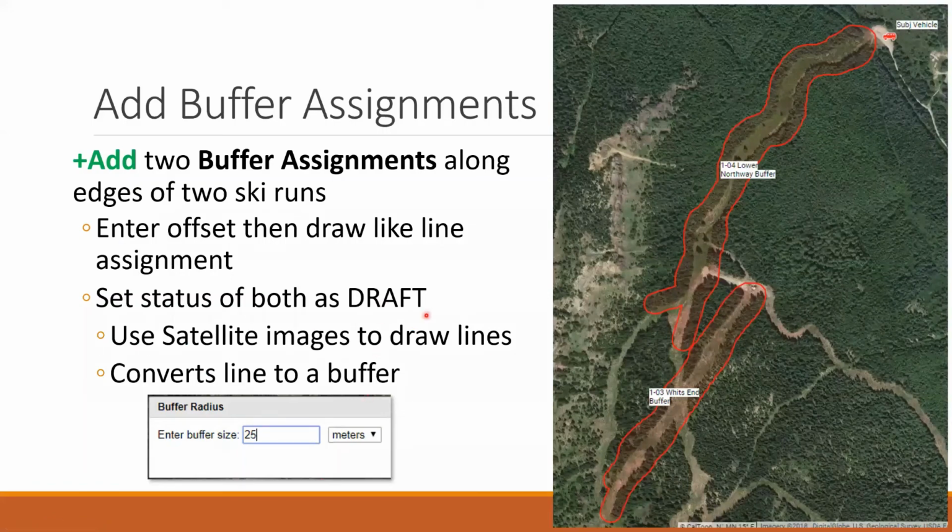So this actually is an assignment. It says add two buffer assignments along the edges of two ski runs, enter the offset, set the status of both as draft. And it's suggesting that you use the satellite images to draw the lines.